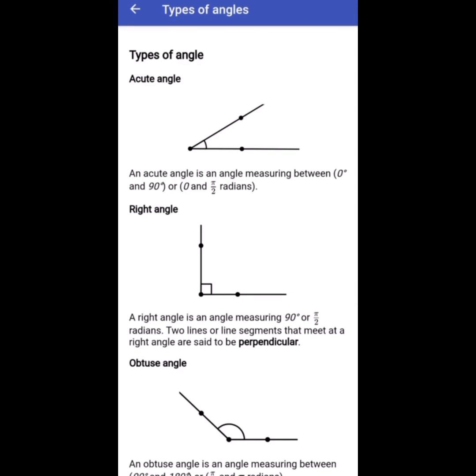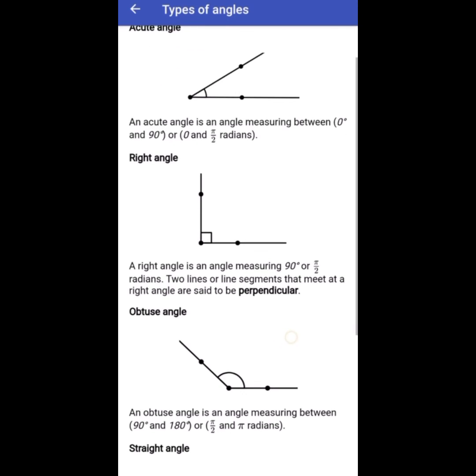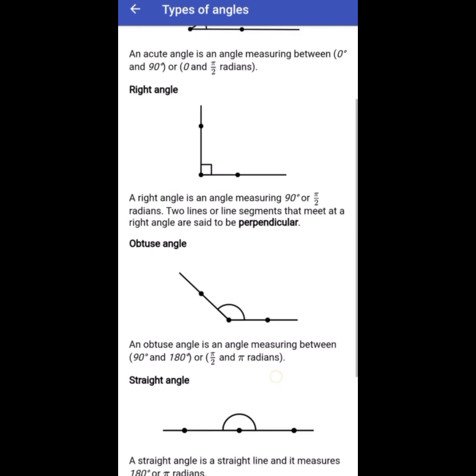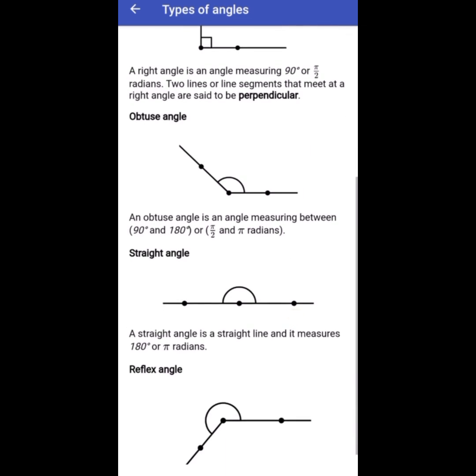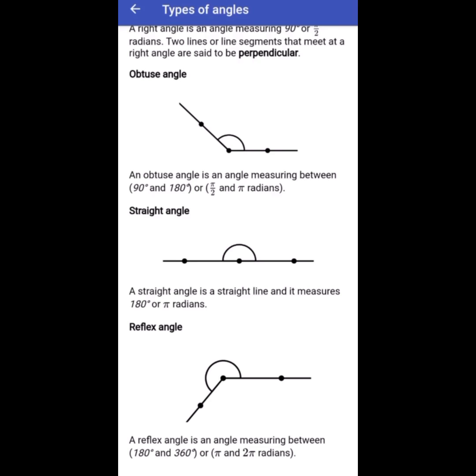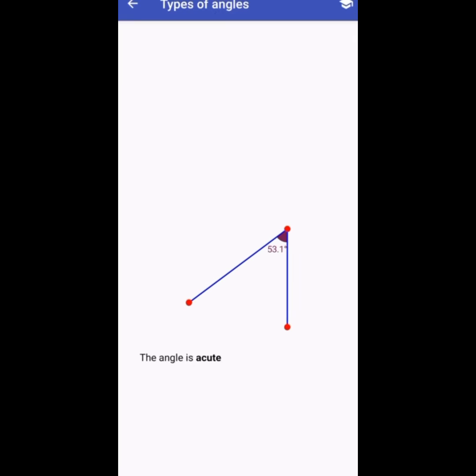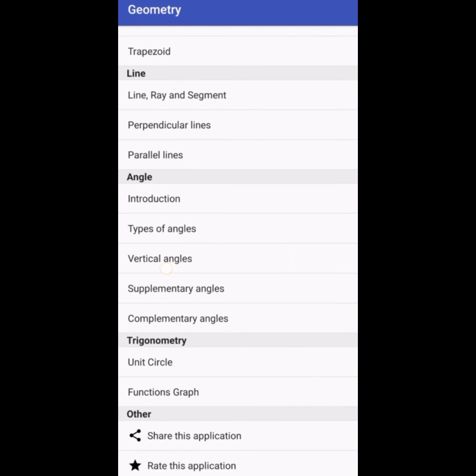The angle is acute as the video presented. An acute angle is an angle measuring between 0 degrees and 90. Right angle, obtuse, straight angles, reflex angle. A reflex angle is an angle measuring between 180 degrees and 360 degrees.